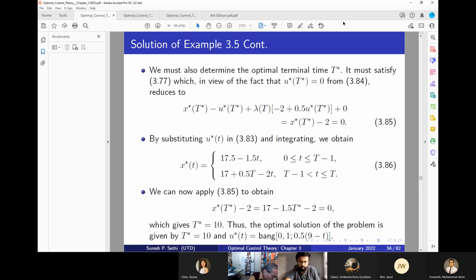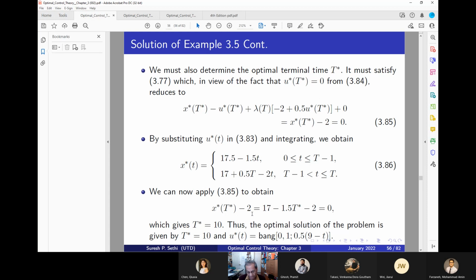Now the T star. Okay, sorry. So we have this equal to 0. But we can solve for x star T star because we know U. So we put U and we solve for x star T. Up to T minus 1, control is 1. After that, control is 0. So we can easily solve that. When we solve that, we can find x star of T star, which we can find out right here. This is x star of T star. So you put T star there. And then you put minus 2 and put it equal to 0.